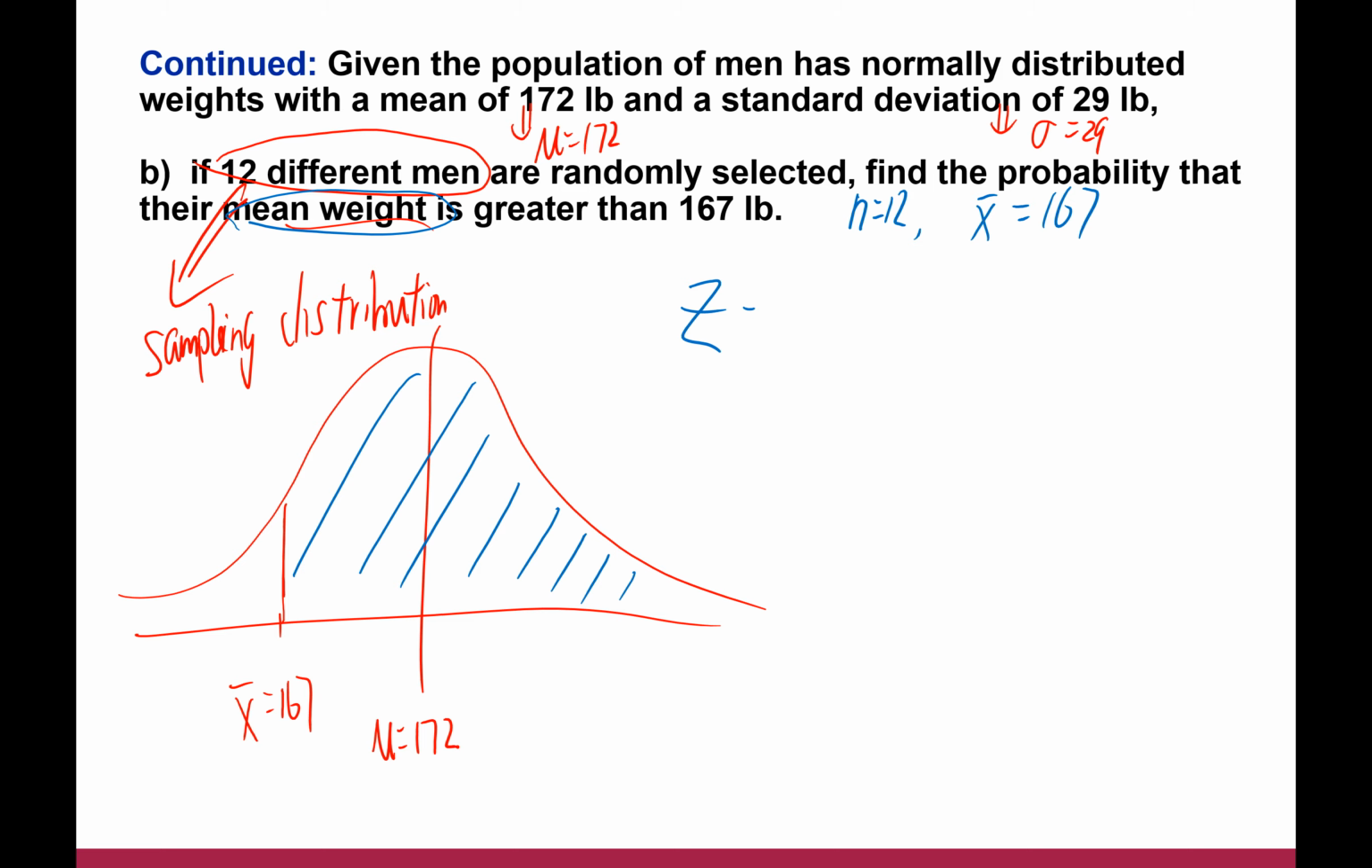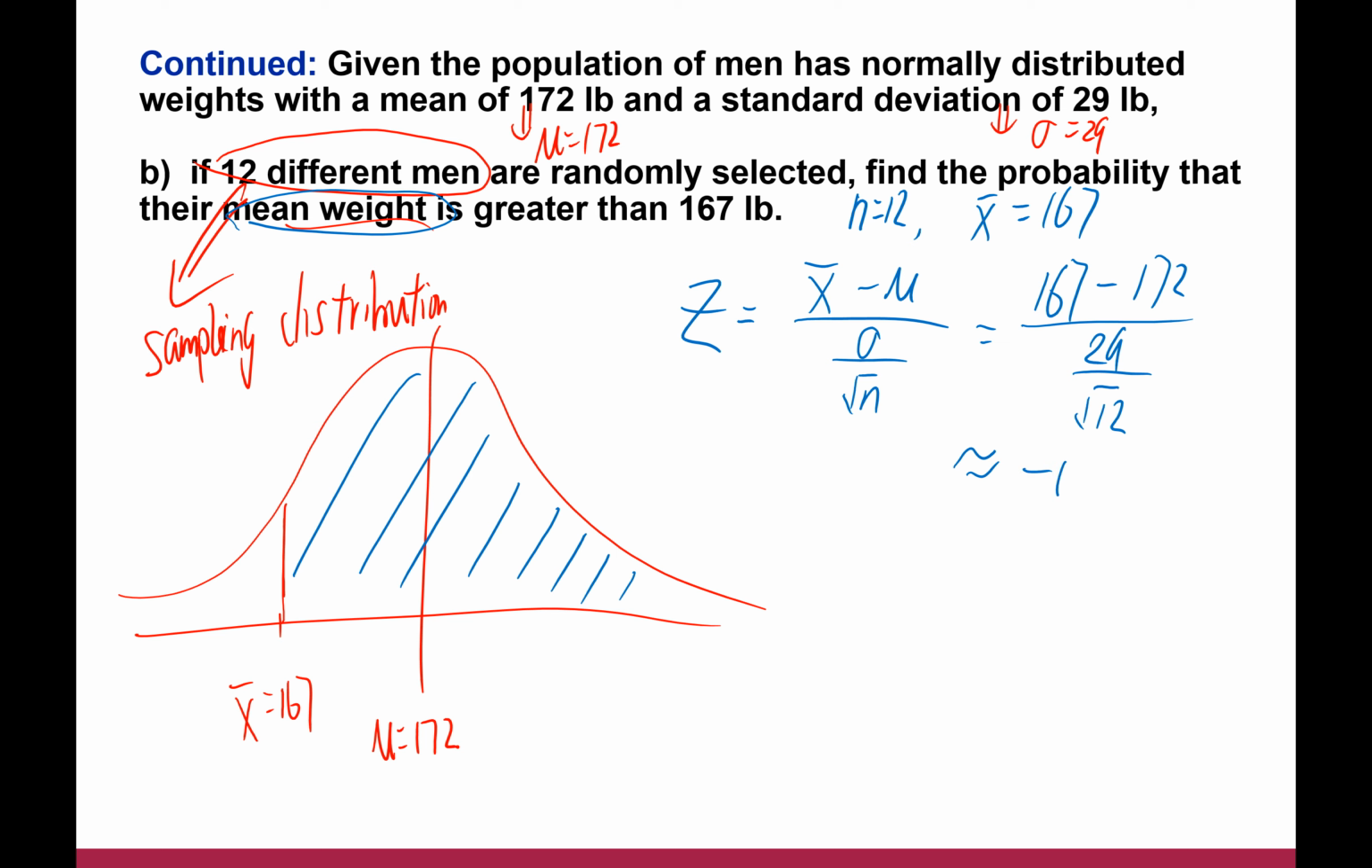So using the central limit theorem, find the z-score: x bar minus mu over the population standard deviation over the square root of the sample size. 167 minus 172, dividing by 29 over radical 12. Then we're going to get a much smaller z-score. It turns out to be negative 0.60.